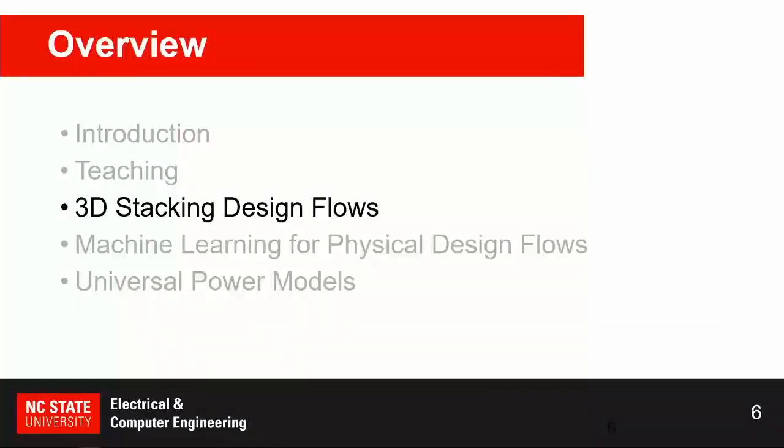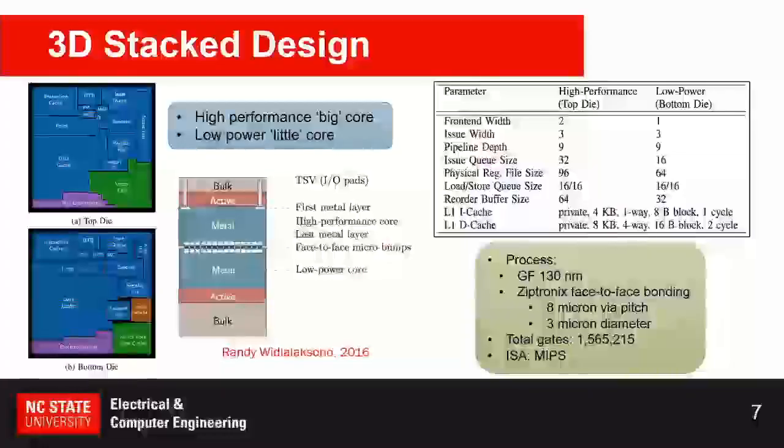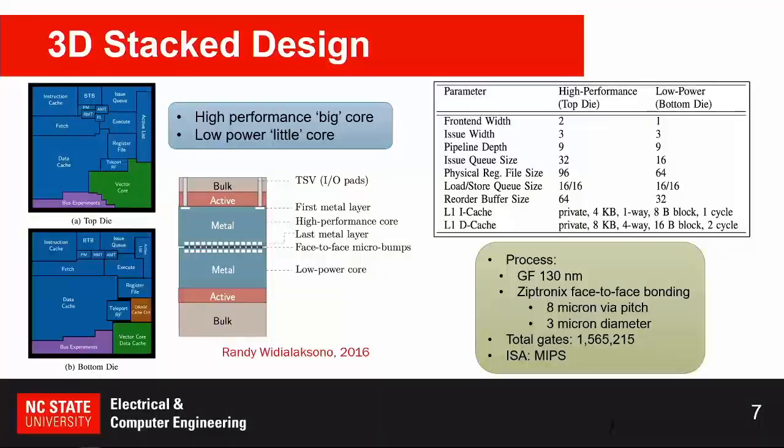Just a couple things about 3 projects. One, and probably my favorite, which I'm going to have to try the hardest not to talk forever about, is one where we actually built this 3D stacked microprocessor. We had a stack using face-to-face bonds with a high-performance big core on the top, a low-performance small core on the bottom. There are some details about it. It used about 1.5 million gates. It was the biggest design that I've ever worked on.